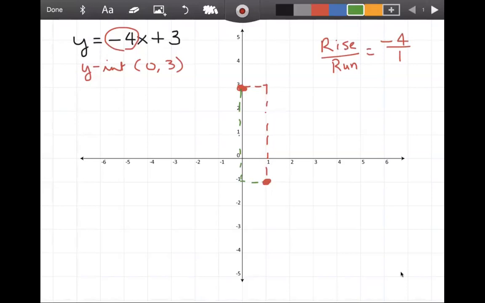Okay. All right, so now we will draw a line through those 2 points, and that line will look something like this.